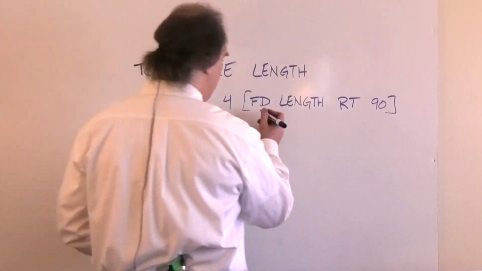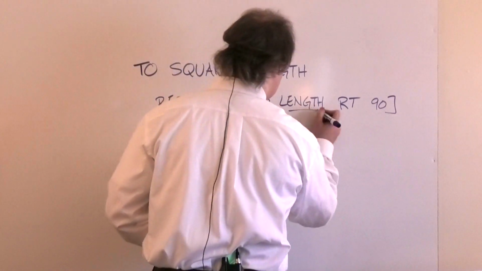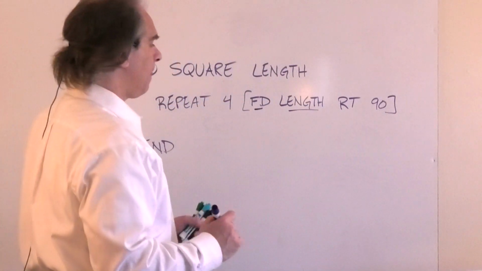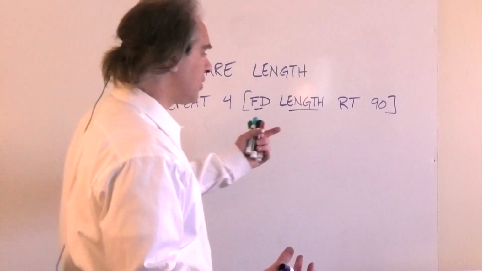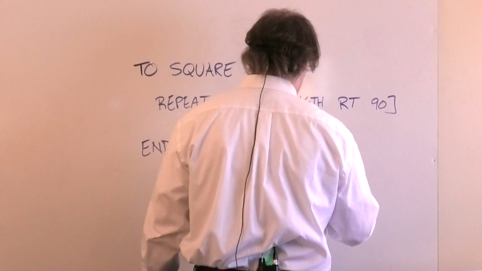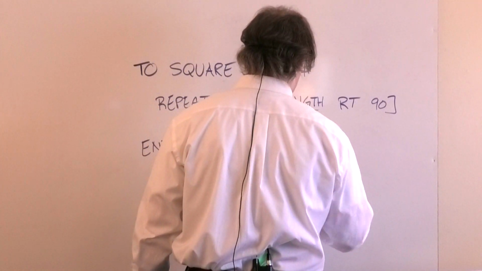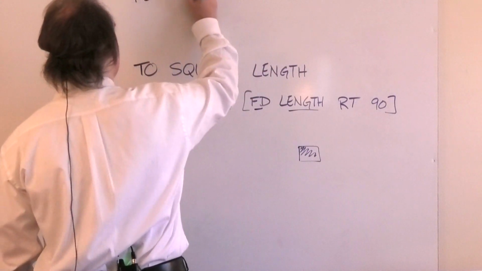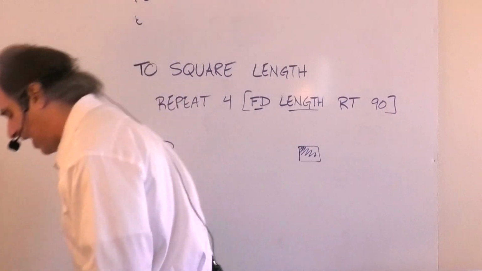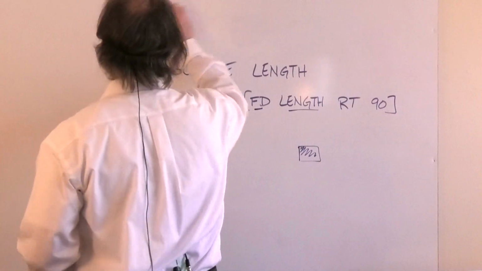The problem is forward is a function. Length, it's going to get evaluated. LogoWriter is going to think that's a function. And it's going to go look for a black box function called length. But there isn't one. We haven't defined one. We haven't gone to length, right? There is no function called length.